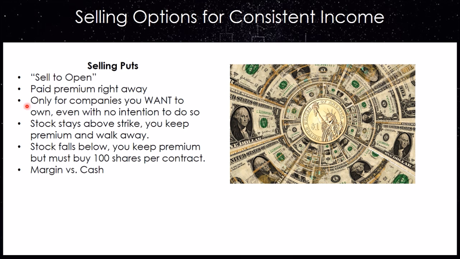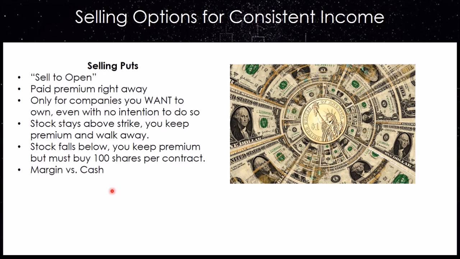That doesn't mean you have to have the intention of owning them, but it's going to be a scenario where worst case, let's say you sell a put and the price expires below the strike price. That means you have to buy the shares. So you want to be doing it for a company that you wouldn't mind. Worst case scenario, you're going to have to buy the shares, and that is because you will have to own that position.